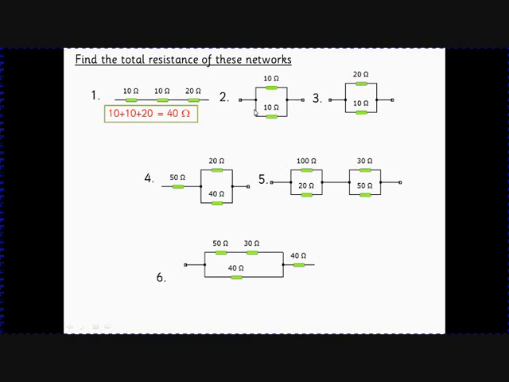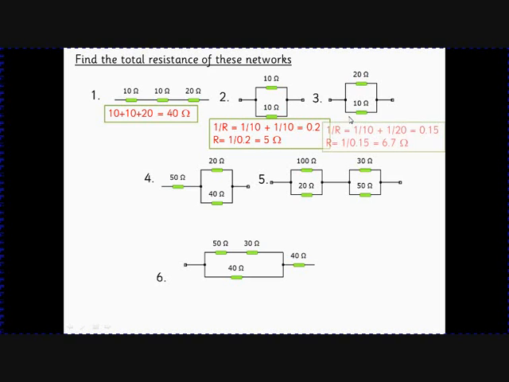Here's a nice straightforward parallel circuit. So we've got 1 over the total resistance is 1 over 10 plus 1 over 10. Put down your calculator, it will say either 0.2 or it might say 2 over 10. But don't forget to then do the inverse. So if 1 over R is 0.2, R is 1 over 0.2, 5 ohms.